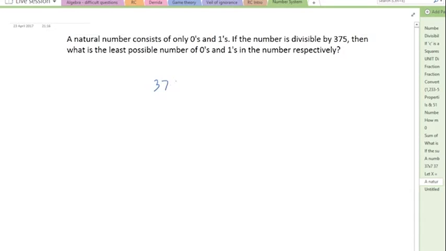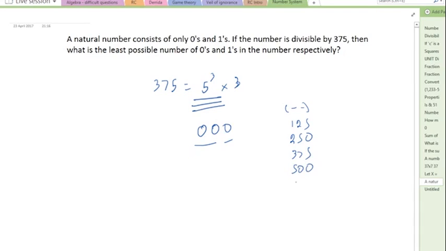So 375 can be written as 125 into 3, or 5 cube into 3. If a number is divisible by 125 and has only zeros and ones, then its last 3 digits have to be zeros. Think about that. Because to be divisible by 125, the last 3 digits have to be divisible by 125, as 125 does divide 1000. As we had discussed earlier, the last 3 digits need to be divisible by 125, and the last 3 digits which are divisible by 125 can only be of this form, right?